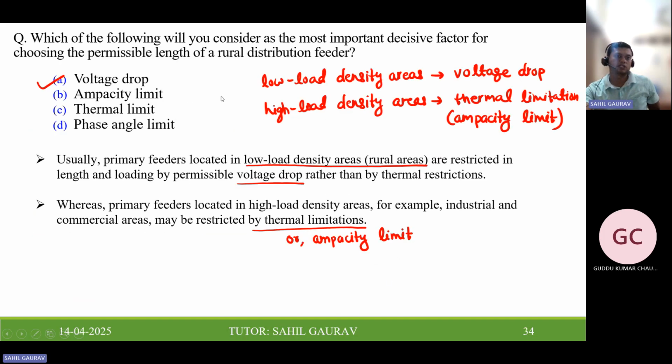One question is based on this problem. In this problem, it is asked which is the deciding factor for the permissible length of a rural distribution feeder. Our rural distribution feeder is of low load density areas, so we look into the voltage drop. So voltage drop is the decisive factor for deciding the length of line.